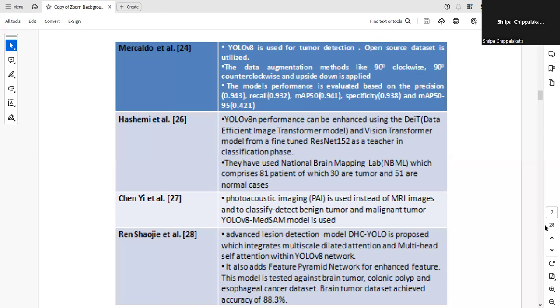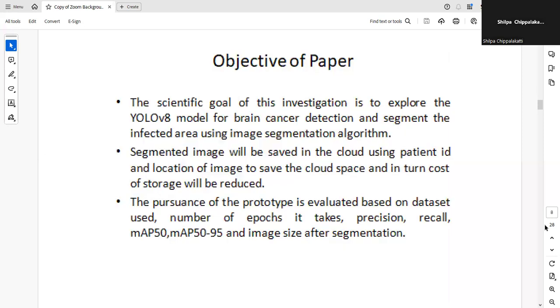So in our proposed model, we are going to explore the YOLO V8 model for brain cancer detection and segment the infected area using an image segmentation algorithm. The segmented image will be saved in the cloud using the patient ID and location of the image to save the cloud space, and in turn the cost of storage will be reduced.